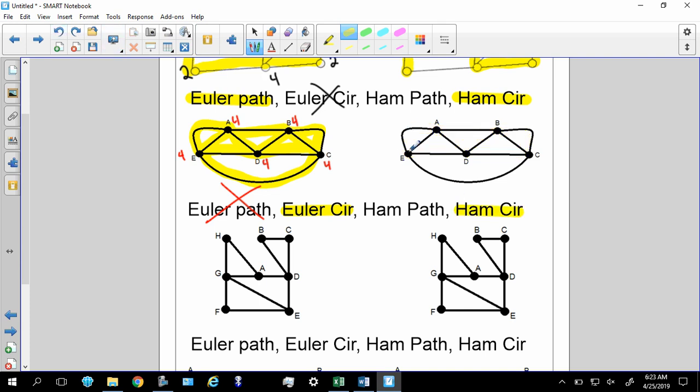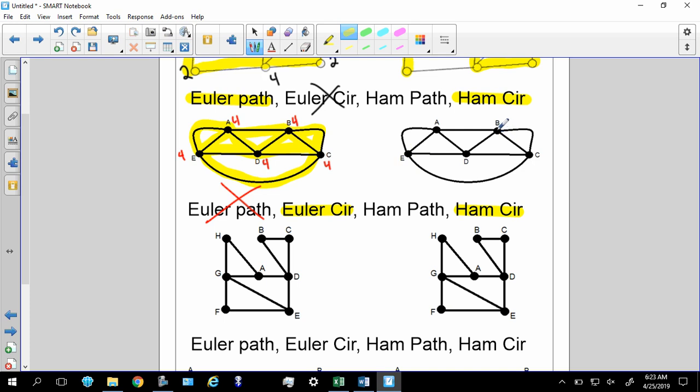All right, starting with E, let's see if I can just connect them. Oh, I can get all the way back to E. That's a no-no. Can't do that. That's a circuit. Let's see if I start at D, something like this. Nope. I can always get back. Okay. Maybe I should have paused the video.